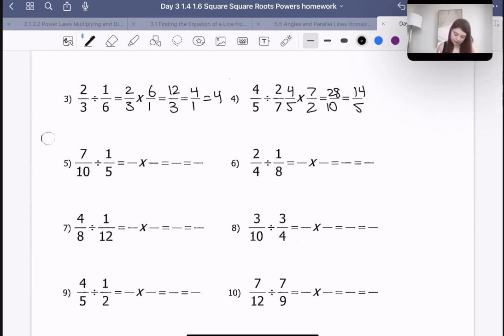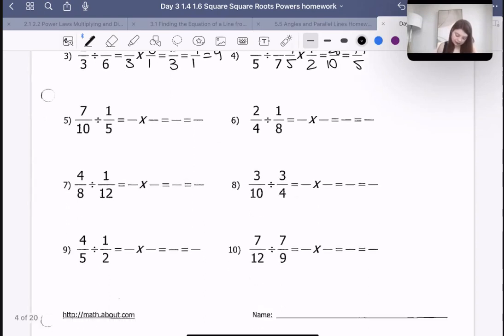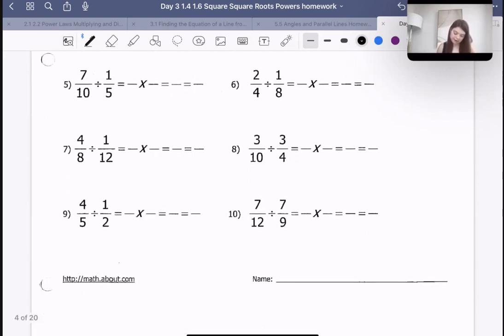Okay, let's try this one. 7 over 10 divided by 1/5. Well, that's the same as 7 over 10 times 5 over 1, which is 35 over 10. Good. Okay. And what's our greatest common factor of 35 and 10?